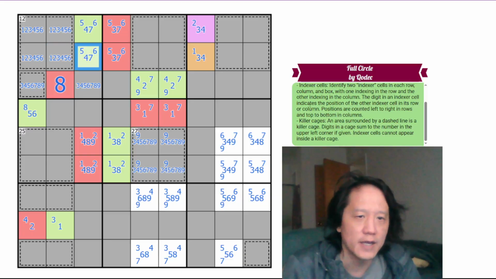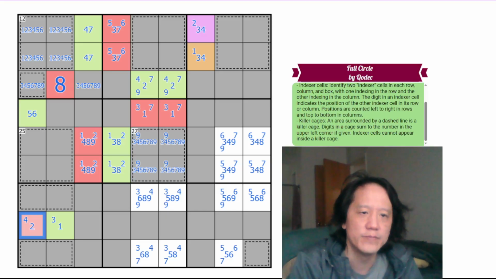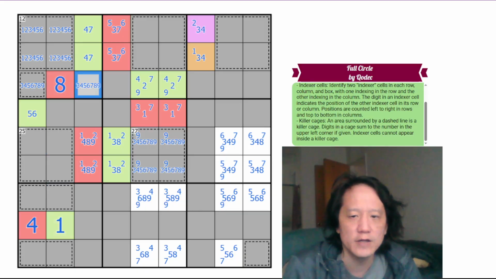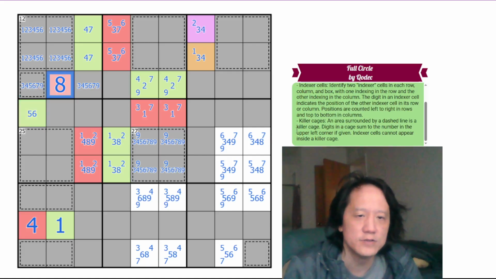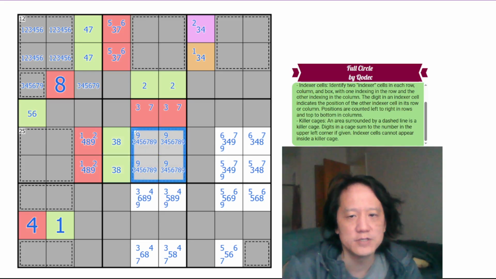So this is 8, and green must reference the row. So this references row, this references column, this references row. So it cannot have 8 here. You cannot have 8. This references row, this references row. So this is 2. This references column, and this references row. So we're guaranteed this is not 3, 7, 8, 9.